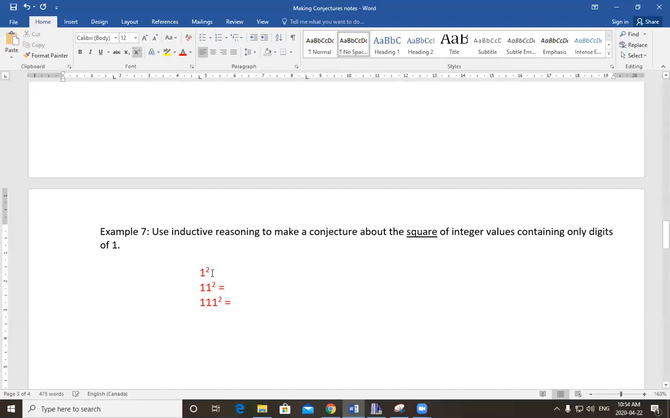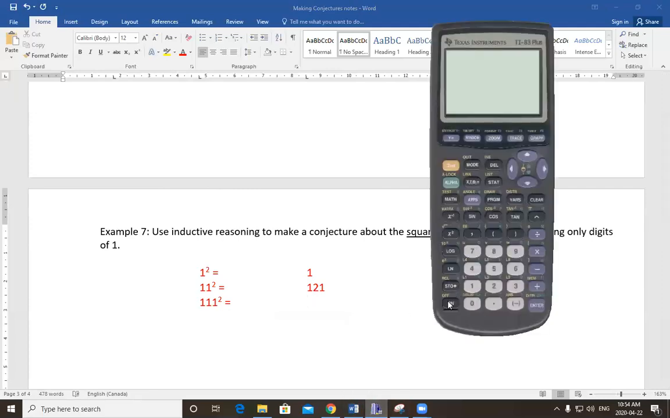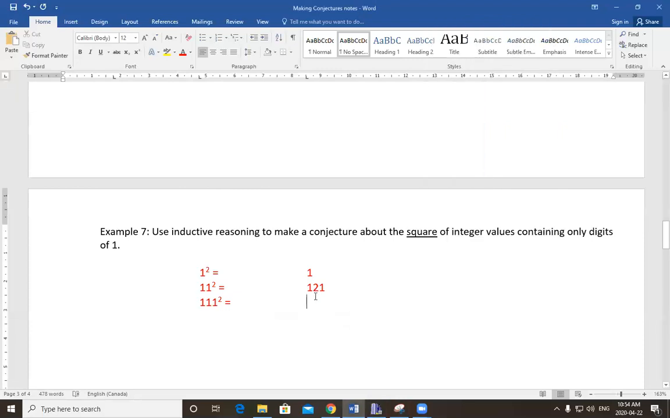So 1 squared is equal to 1. Tab this over. 11 squared is 121. And we will look at 111 squared. So 111 squared, you get 12,321. Okay, so is there a pattern going on here?